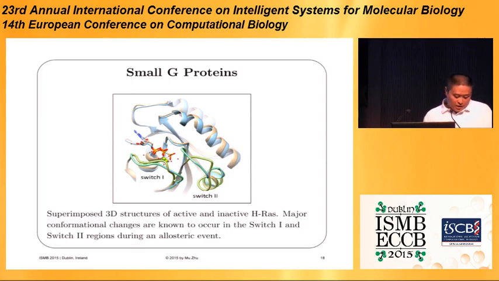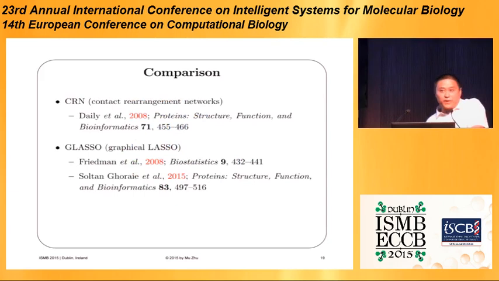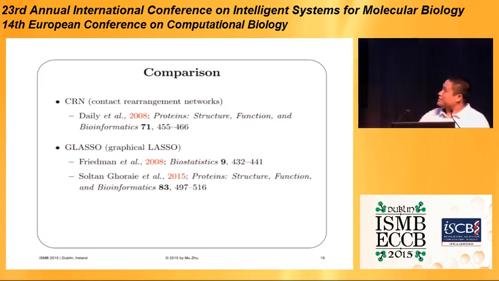So our results are, we looked at a bunch of families, small G protein families. This is the part that I don't understand very well. I was told the reason why this is the case is because these are well-studied families. They all have a common structure. They all have this kind of a switch 1 and switch 2 region. And in an allosteric event, a lot of things tend to happen in those regions. So we compare with a contact rearrangement network. This is the work of Daly, 2008.